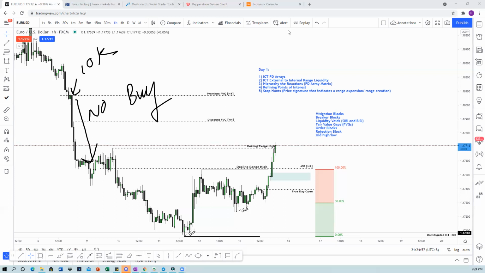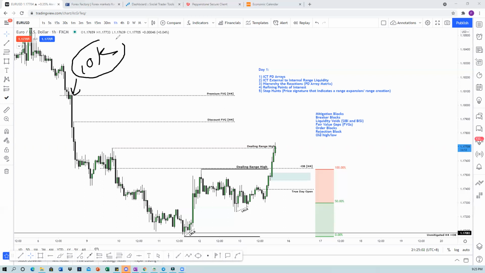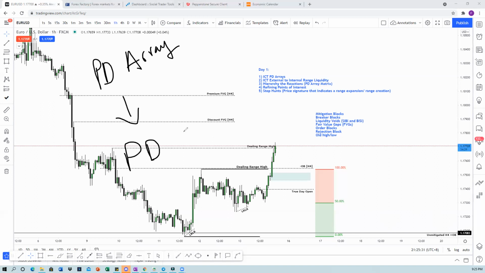Because to fill the 10K orders here, price needs to find liquidity in terms of counterparty. So where will price find this counterparty liquidity? At other PD areas. So where is the next level of liquidity? Here, it's the unmitigated 4-hour order block, which is why ICT says that price moves from PD area to PD area. Price moves from PDA to PDA.